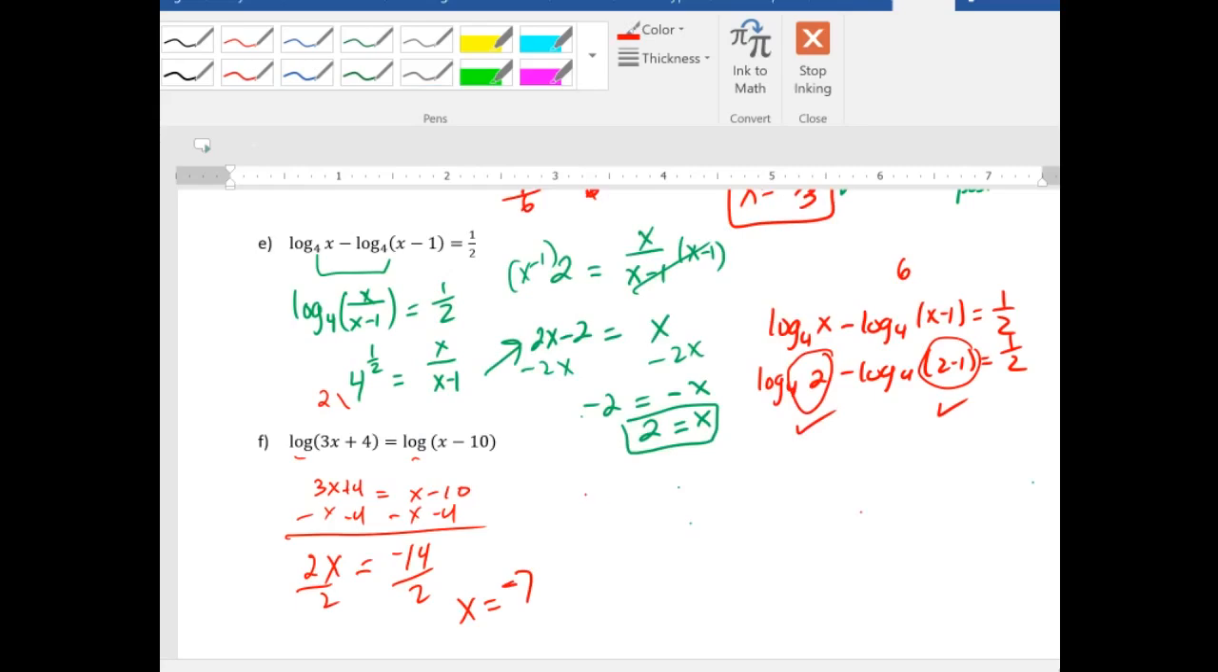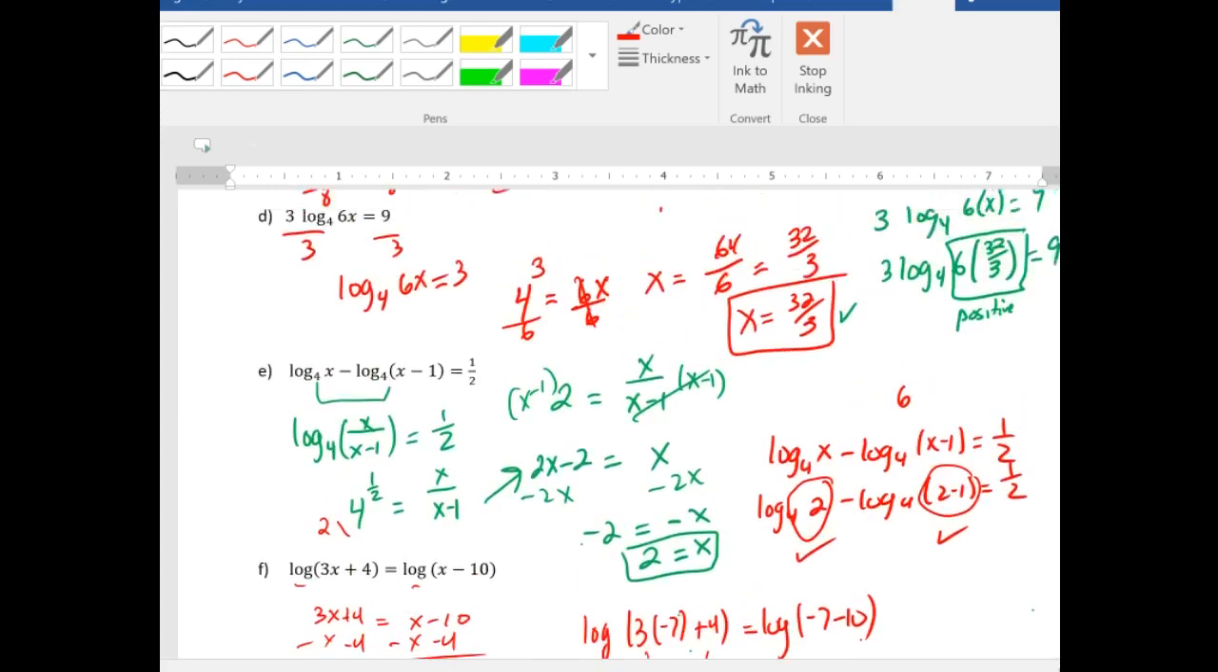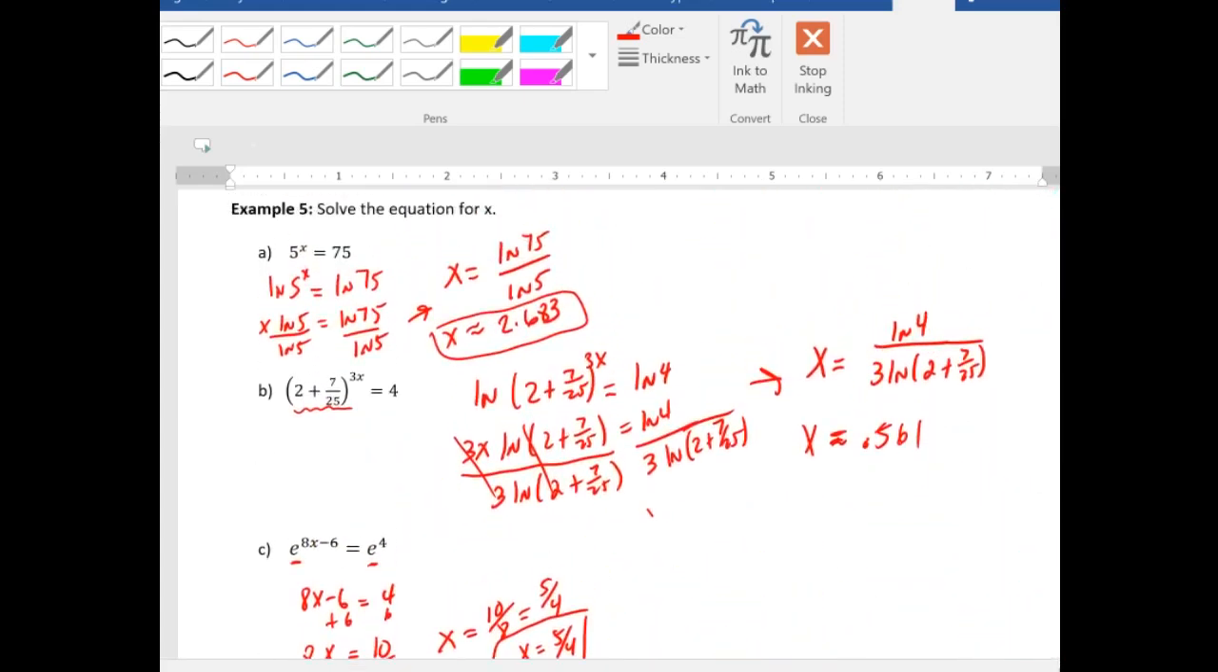Okay, we need to check our solution. So if I plug in, 3 times negative 7 plus 4 is equal to log of negative 7 minus 10. So negative 7 times 3 is negative 21, plus 4 is going to make this negative. Since it makes it negative, then we say that there's no solution. Okay, so these were using the properties to help us solve for x.